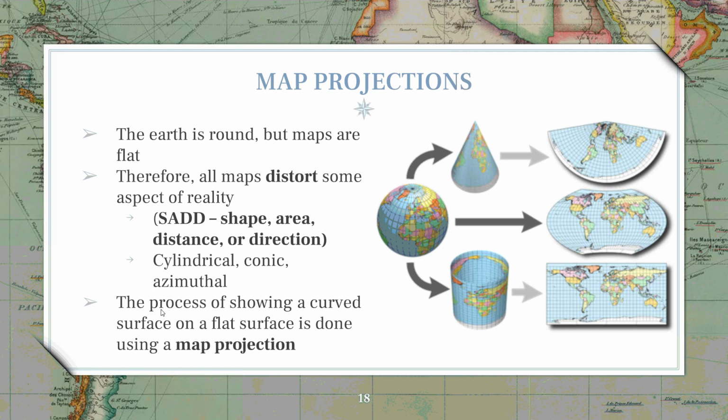There's a couple different types of projections or categories of projections. You have cylindrical, conic, and azimuthal. Okay, and the main problem, like I mentioned before, is Earth is round, maps are flat. Cartographers run into issues when they have to deal with that kind of stuff.